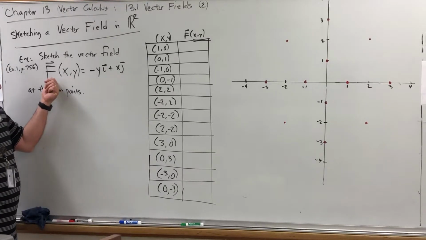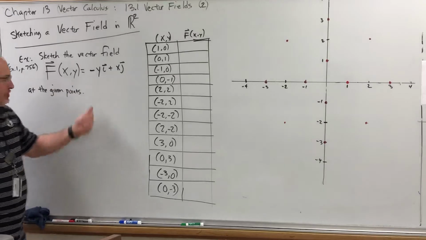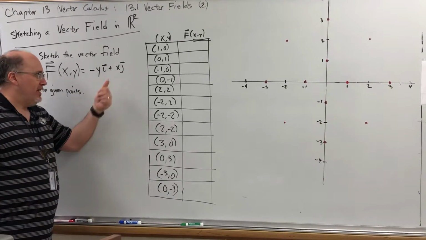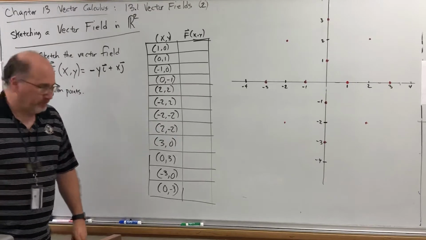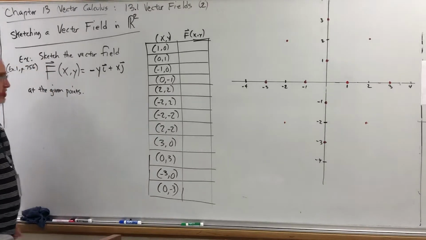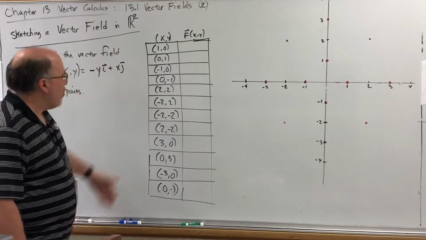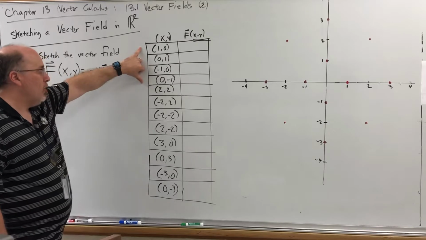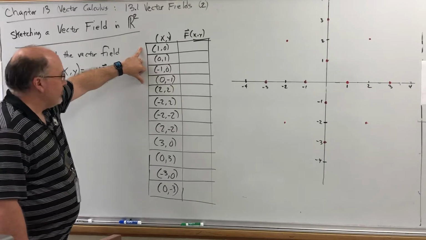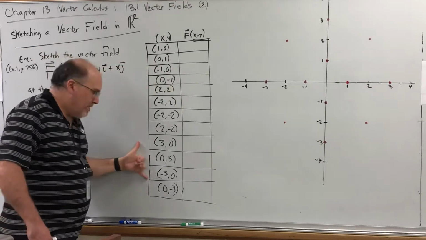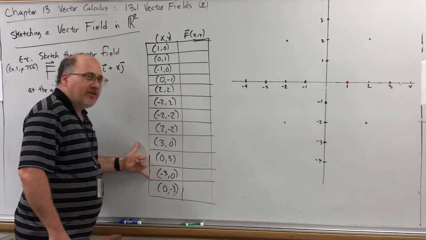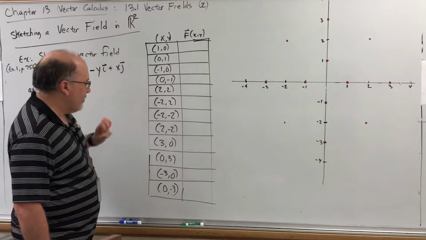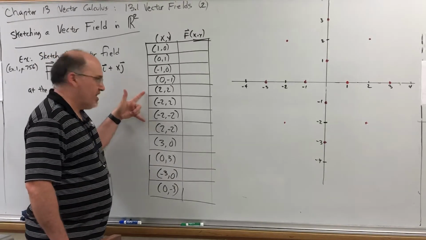Vector function f of x y is equal to negative y times vector i plus x times vector j at the given points. And here I have a table where I've already given you 11 points. The first 4 are all just one unit in each direction from the origin. The bottom 3 are all 3 units in each direction, up, down, left, and right from the origin. The middle 4 are every combination of 2's and negative 2's.